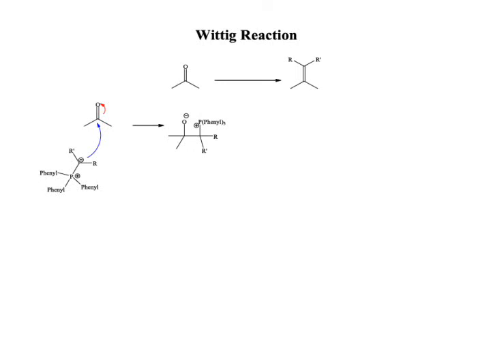The phosphorus is still positively charged, and now it's in proximity to a negatively charged oxygen. So very quickly, we form a 4-membered ring. Now, what's wrong with that picture? Well, it has ring strain.